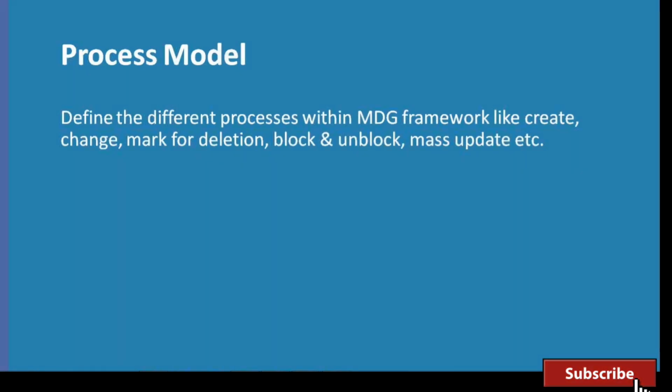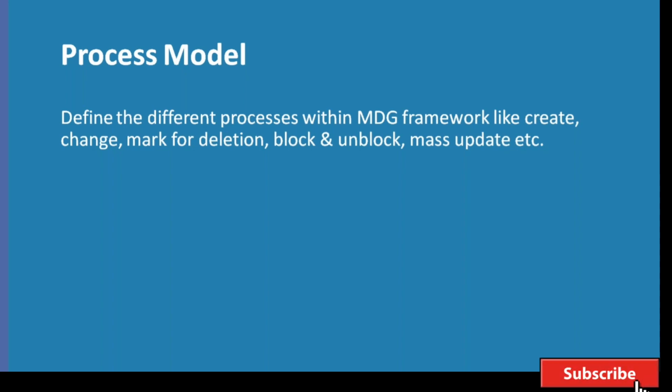So block unblock is more or less the same story like a deletion. Here you just block. There are three types of blocking. We have a deletion flag, we have central posting and central purchase. So three types of blocking we will have. Anyhow, we will see that.